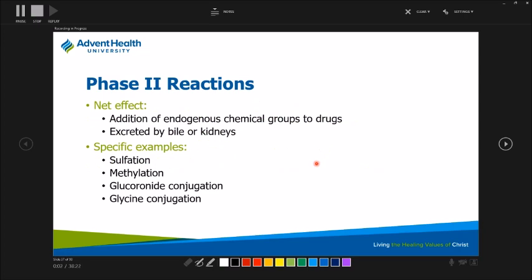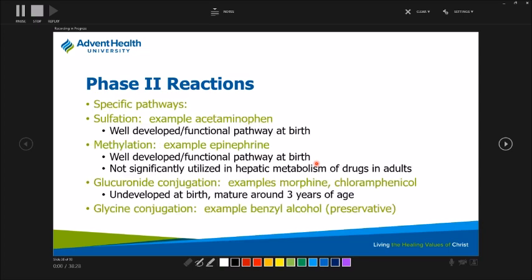I mentioned phase 2 pathways are just where you're adding something on like a methyl group or sulfate group. Again, still clinically important. This is actually a good example with benzyl alcohol. Benzyl alcohol is a preservative you actually find in a lot of products. If you ever look at a vial of a drug, like an IV product, and it says multi-dose vial, chances are it has a preservative in it, so that way you can inject into it multiple times and it's still sterile, right?